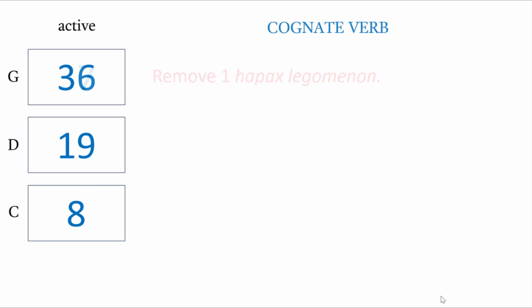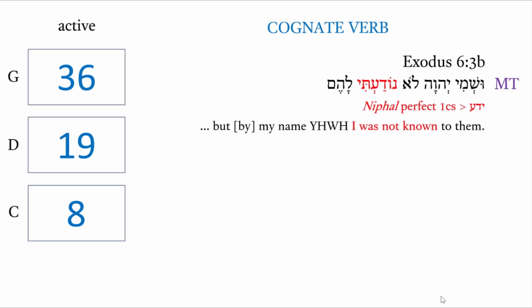So throw that out. Let's look at when we have the case of a cognate verb, meaning the Hebrew and the Aramaic use the same consonants. So yod, dalet, ayin. But by my name, Adonai, I was not known.